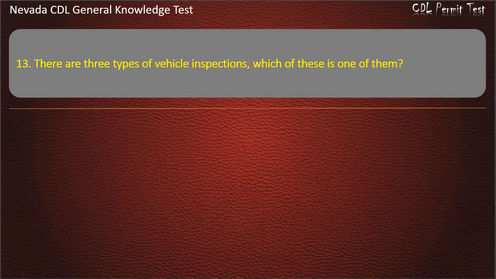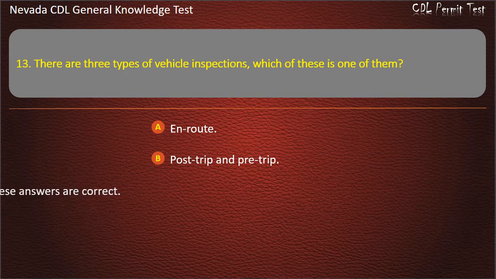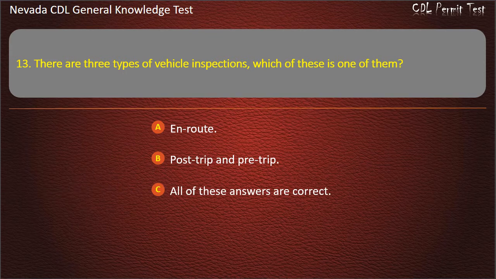Question 13. There are three types of vehicle inspections. Which of these is one of them? En route, post-trip, and pre-trip. All of these answers are correct. Answer. All of these answers are correct.